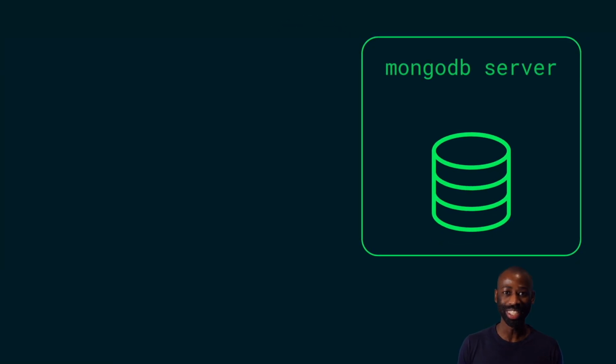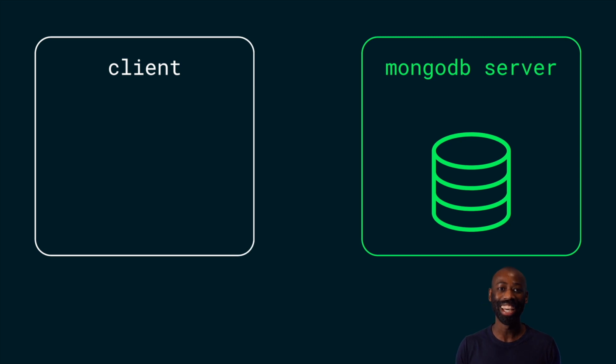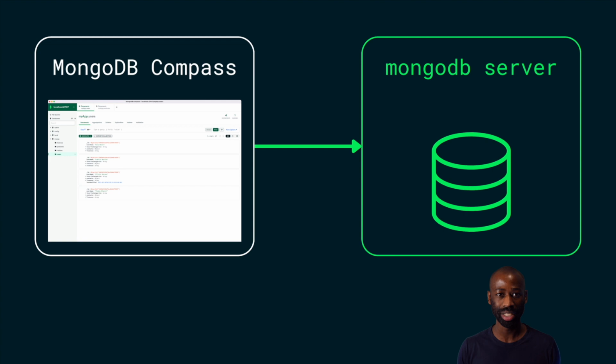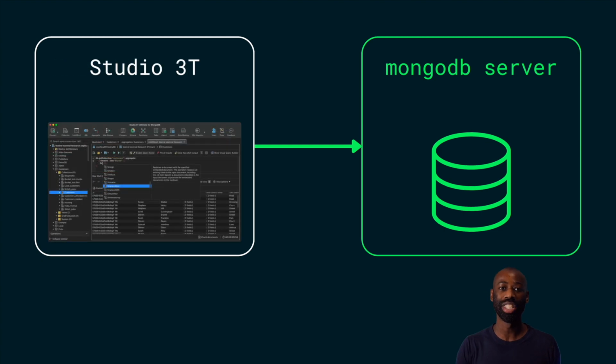When you have a server, you usually have clients, and the clients will want to connect to the server. Typically, clients for MongoDB servers are MongoSH. MongoSH is a CLI tool you can run on your terminal and write commands to interact with your server. You also have MongoDB Compass. Compass is a graphical interface that allows you to visualize and query the data. And Studio 3T is another popular graphical interface.